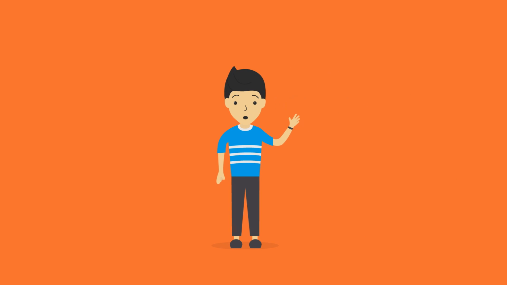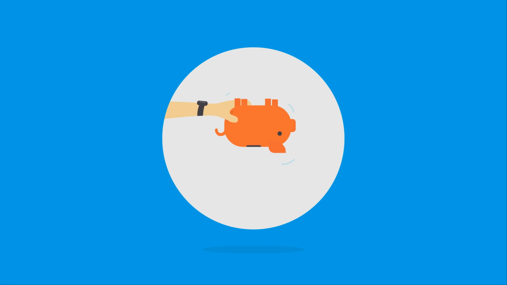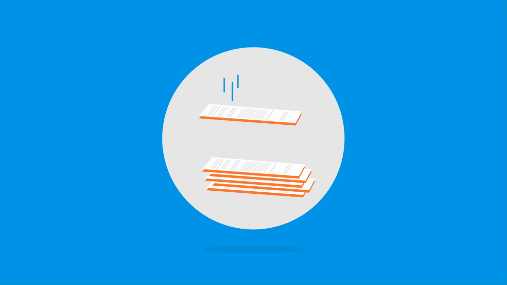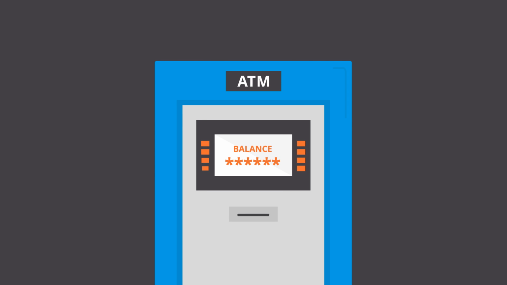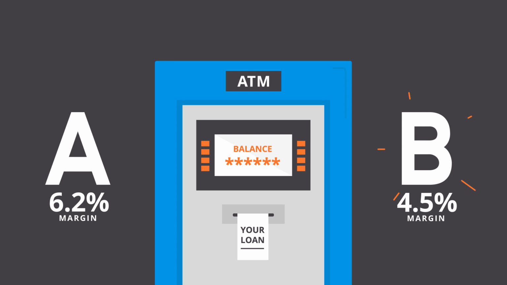Meet Carlo. Carlo wants to study his MBA overseas, but like many students, he's a little strapped for cash. He needs an international student loan, but with a few options out there, Carlo's a little confused about which will work best for his bank balance. Carlo's found two options, option A and option B.